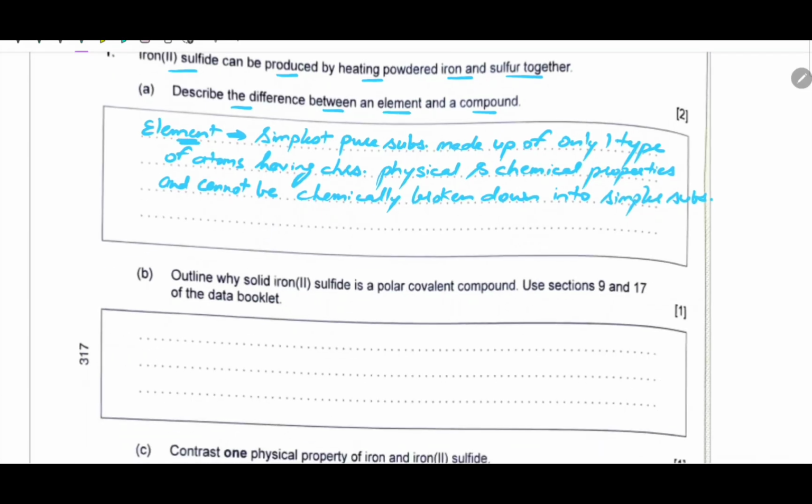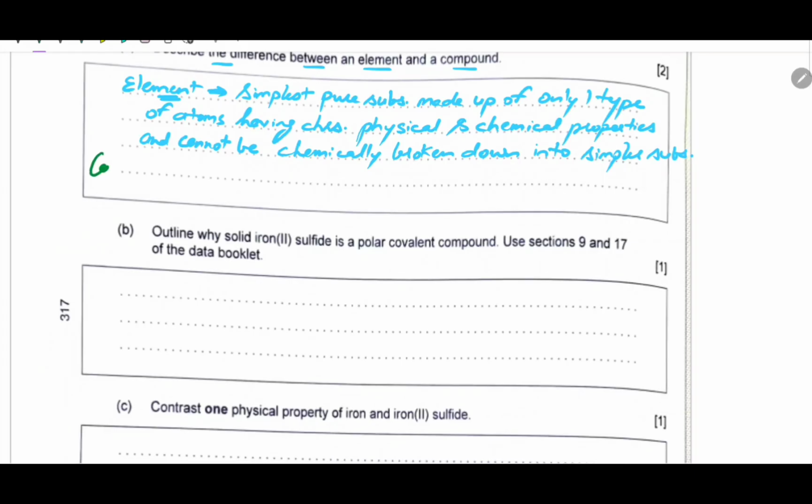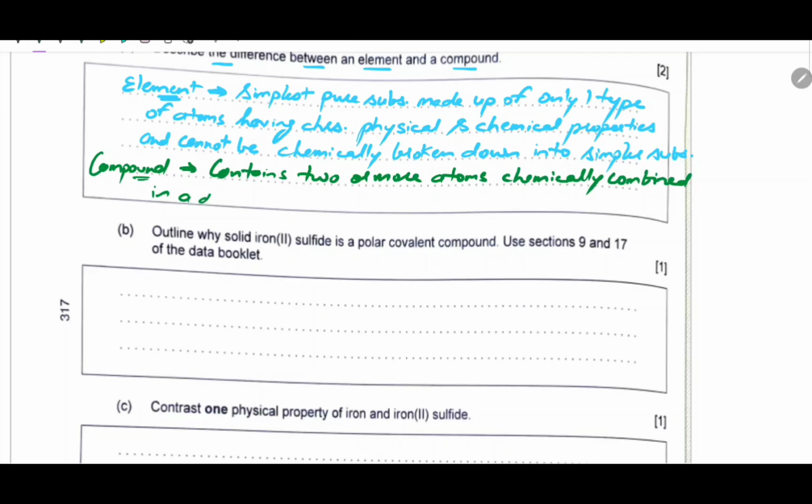On the other hand, a compound contains two or more elements chemically combined in a definite proportion by mass. Contains two or more atoms of elements chemically combined in a definite proportion by mass. That should be the answer for this question.